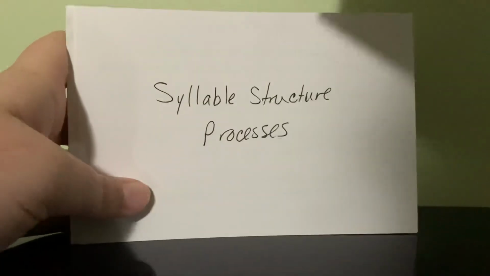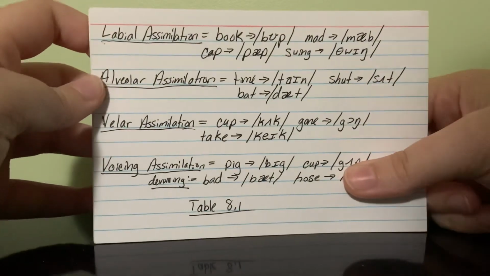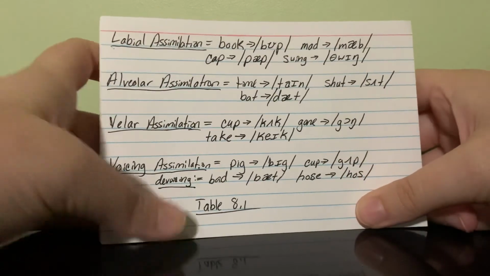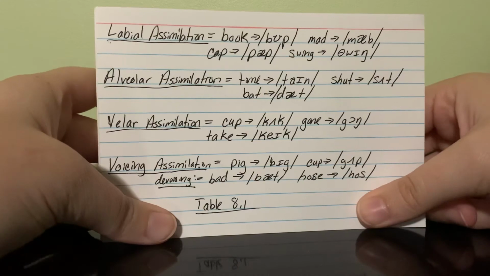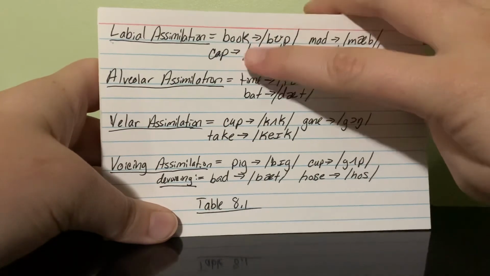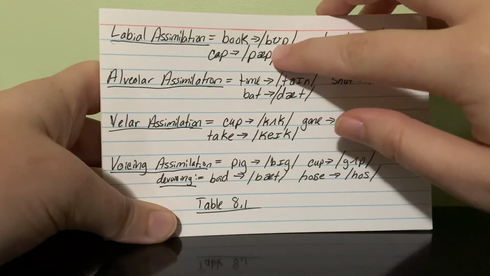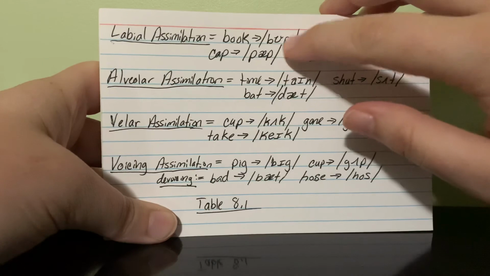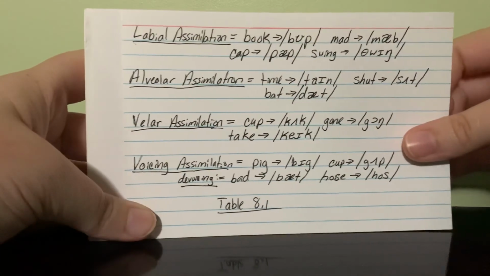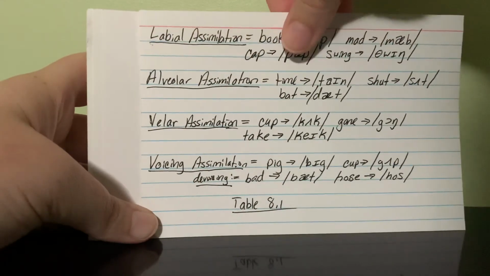Assimilatory processes associated with the labial assimilation, alveolar assimilation, velar assimilation, voicing assimilation, and devoicing. Again, table 8.1 is a good reference for that. Basically replacing, for example, in the labial assimilation, book is replaced by boop, making it a labial sound as the replacement sound that's going into effect on those words. And each one will be similar in their own way.